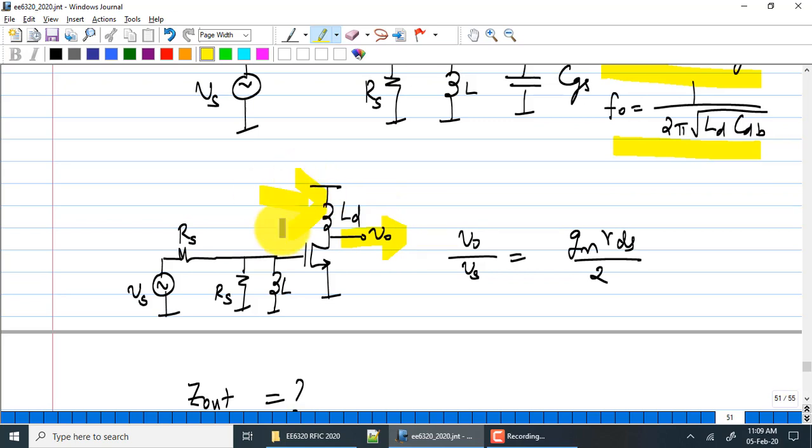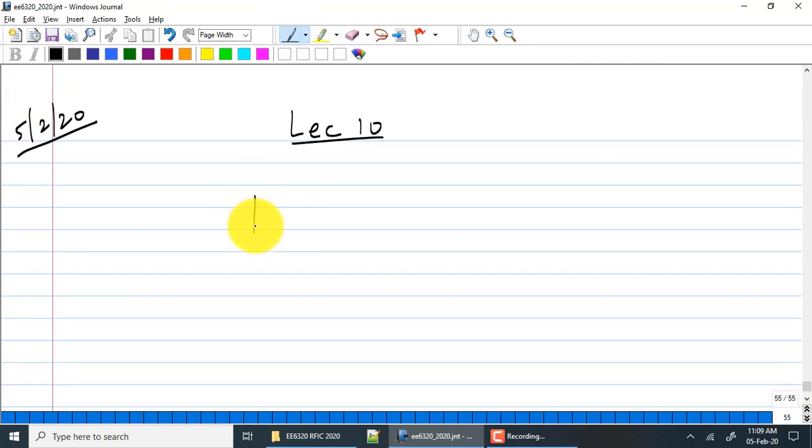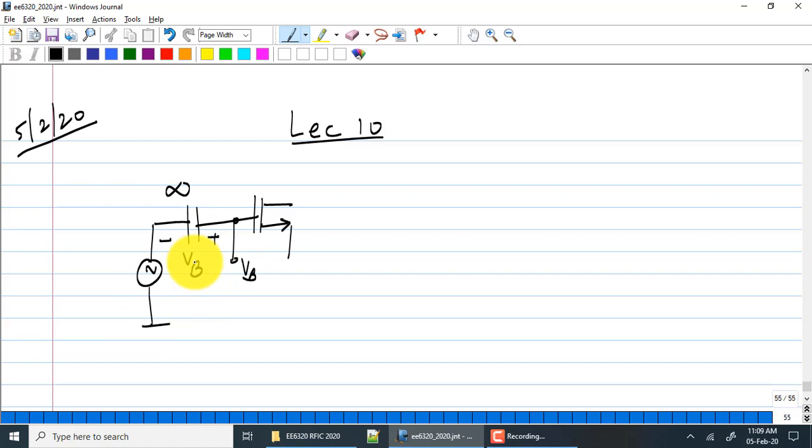What is an inductor? We have discussed this in analog circuits 3002. When you added the series cap for a common source amplifier, you add an infinite cap here. What was this charged to? This was charged to VB. Remember that if you have an infinite cap, this is exactly the same as having a battery of value VB, right?